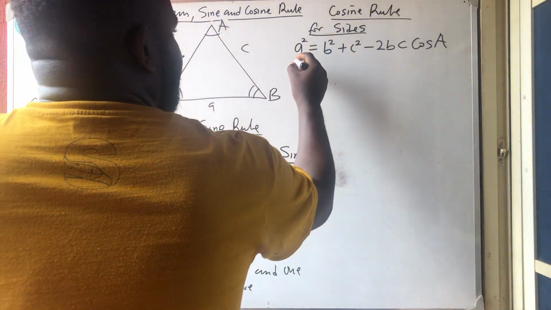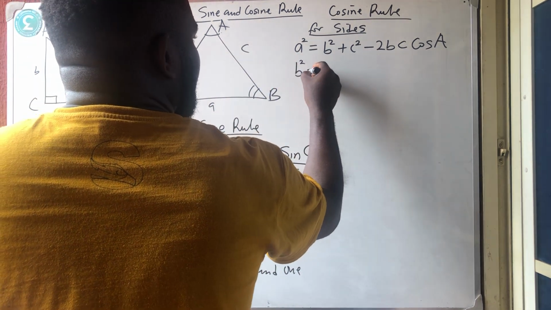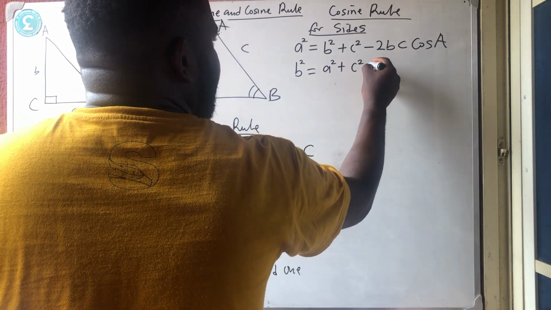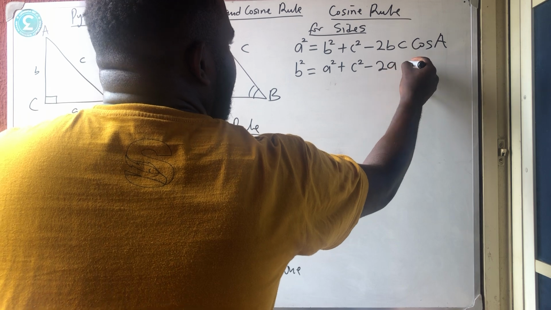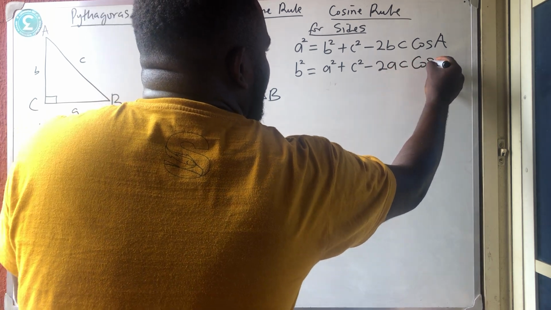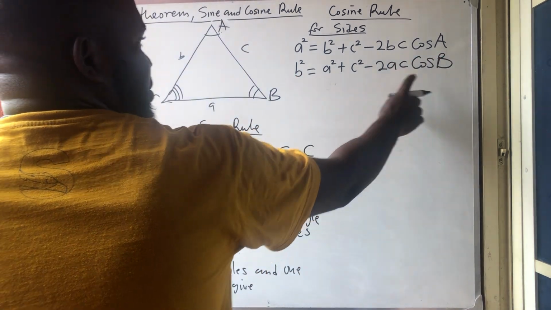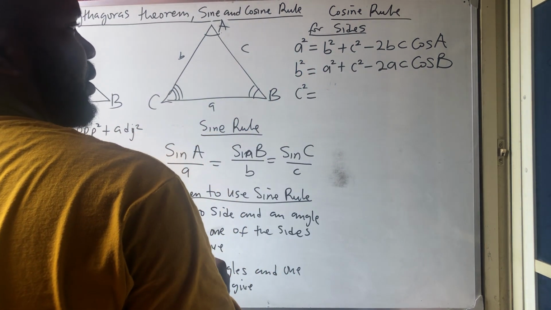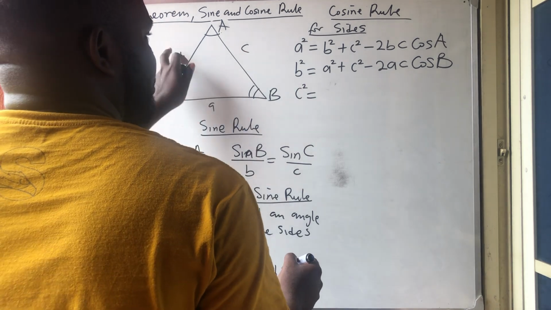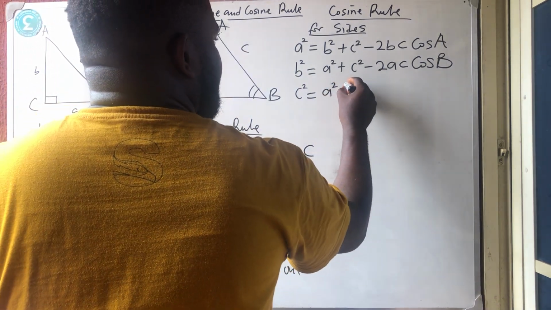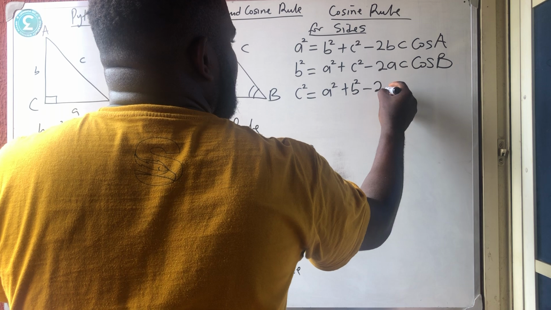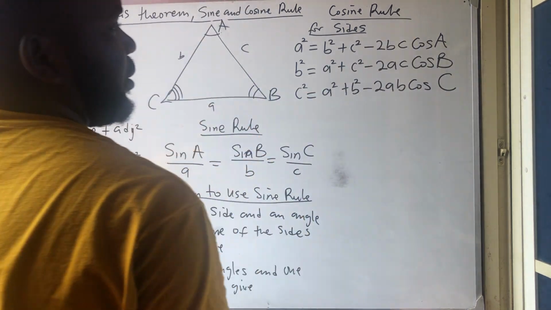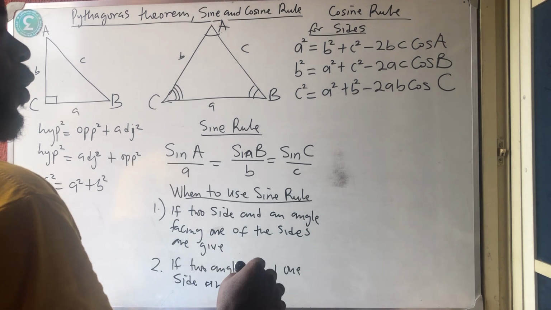So let's do that. Let me start with B now. B squared should be equal to, I'll go to the other ones, which is what? A squared plus C squared minus 2 the same A the same C, then cos what? That B. Anywhere I start from is where I'm ending. Okay, for C squared, what do you think? C squared should be what? You now start from the remaining 2, which is what? A squared plus B squared minus 2 the same A, the same B, then cos what? Cos that C. Are you getting it? So that is for sides.